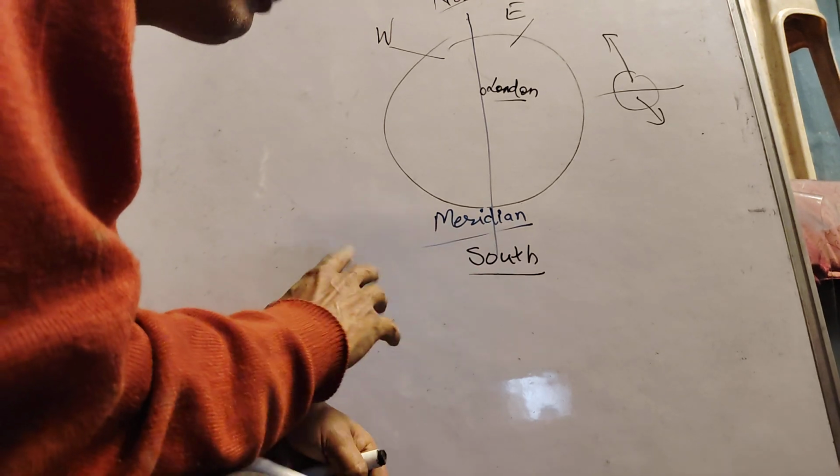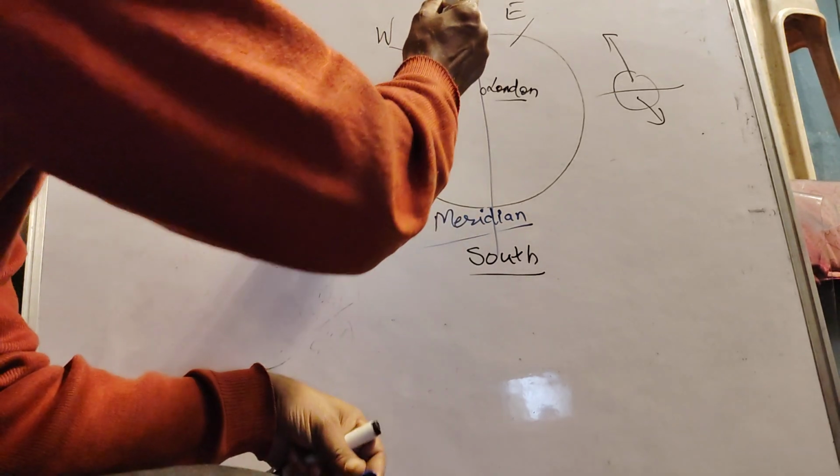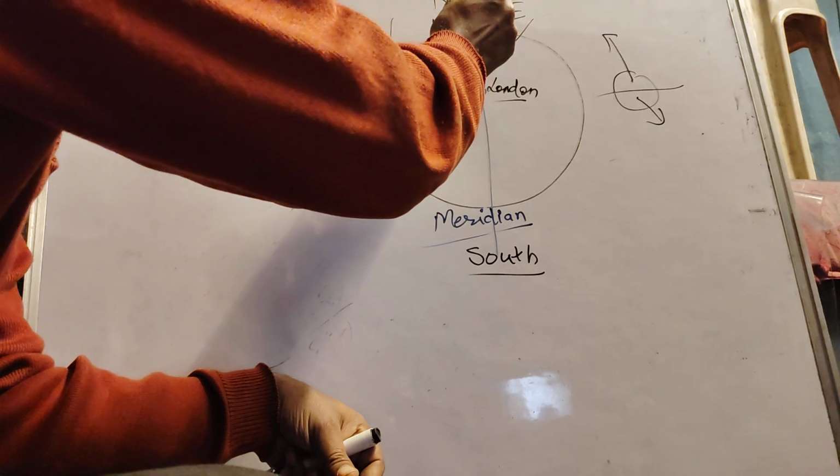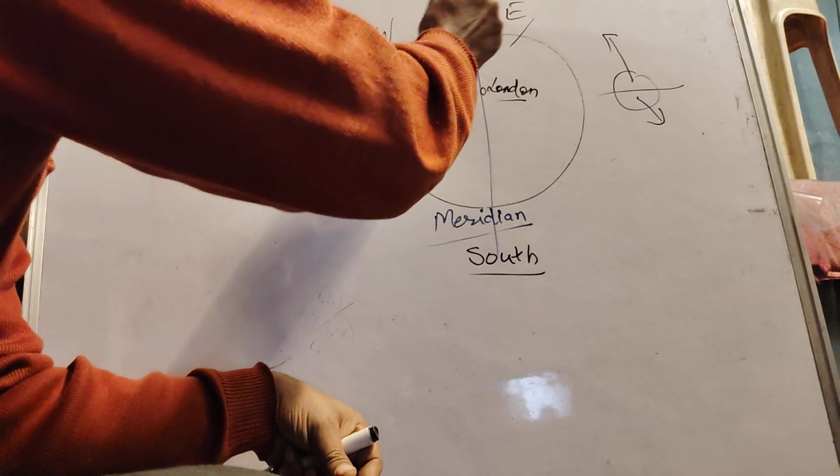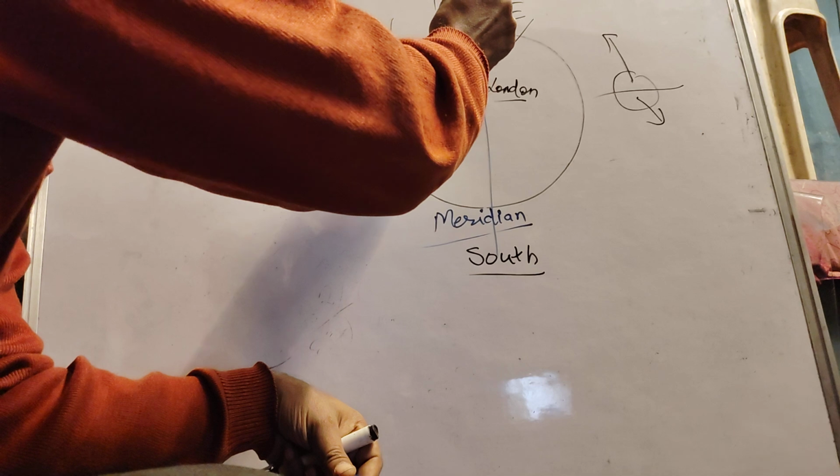So west to east, Earth is rotating. It means Earth is rotating from west to east. This is the rotation cycle.